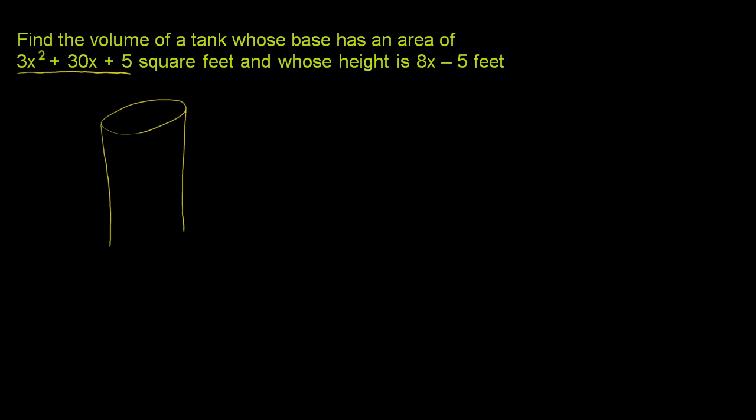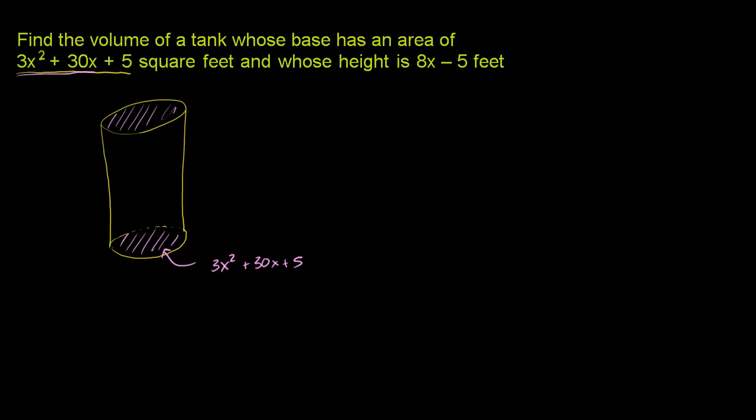It's supposed to be a cylinder, and then maybe if it was transparent, you would see this backside over there. And these two are the same. These are supposed to be straight lines. And the volume of a, well, let me just label it first. So the area of the base, which is the same as the area of the top here, the area of that is 3x squared plus 30x plus 5.